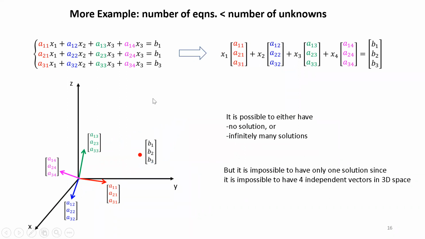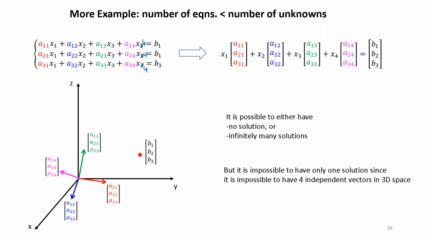So then what about the other possibility? This time the number of equations is less than the number of unknowns. You can see that in this case we have four unknowns: x1, x2, x3, sorry, typo here, x4. So four unknowns, but this time I have three equations only. Then again, if I make it in the vector form, it will look like this: the linear combination of these four vectors equals the B vector.